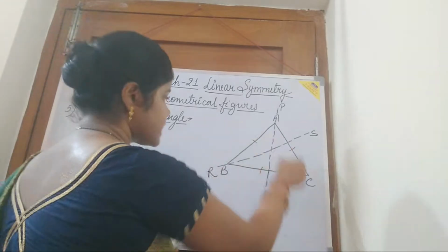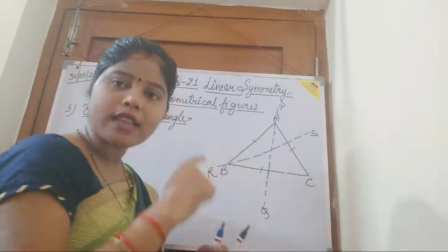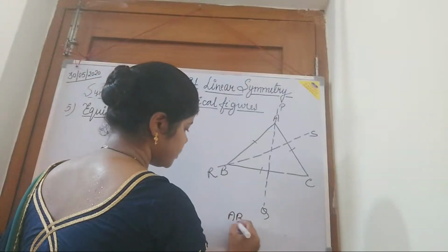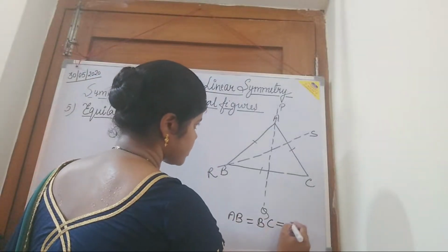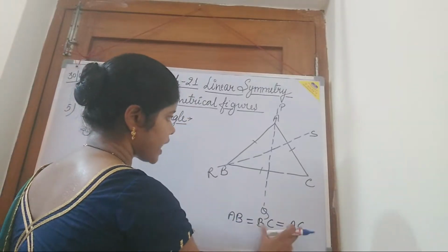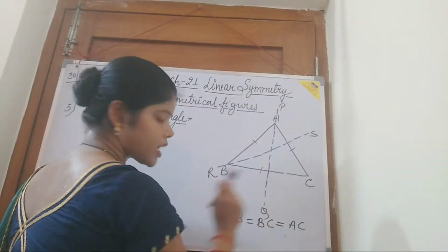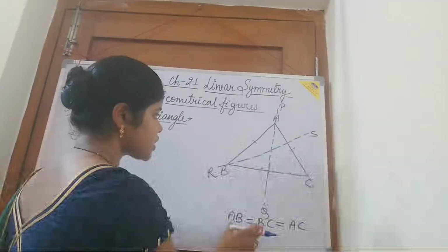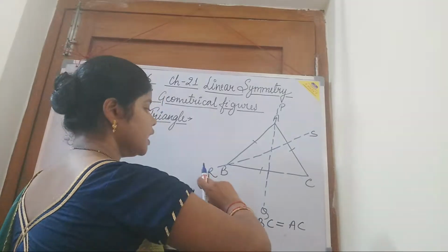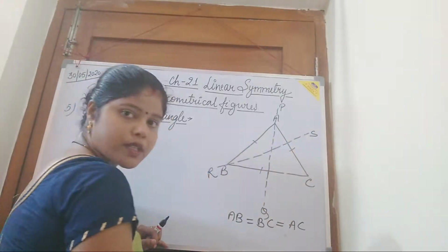Now AC is also equal to BC. Here all three sides are equal to each other: AB is equal to BC is equal to AC. So when we took AB equal to AC, we drew PQ as a line of symmetry. When we take AB equal to BC, we draw this RS as a line of symmetry.